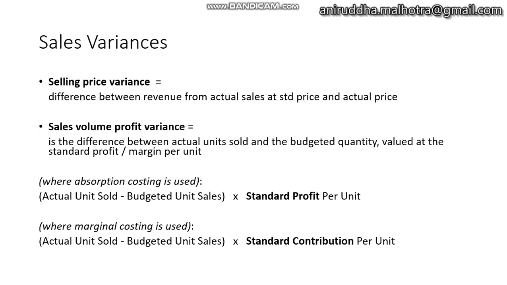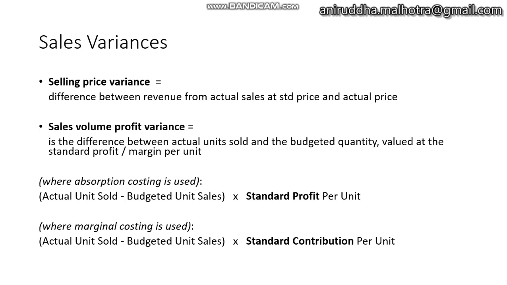This is pretty much similar to your material price variance, except that instead of materials, we are looking at the products that we are selling, and instead of the material cost, we are looking at a selling price. Rest of the things remain the same. Here we calculate the difference between the price at which we plan to sell something and the price that we actually sold it at, and then we multiply it by the actual quantity of number of units that we have sold. So hence we can say selling price variance is nothing but the difference between the revenue from actual sales at standard price and actual price.